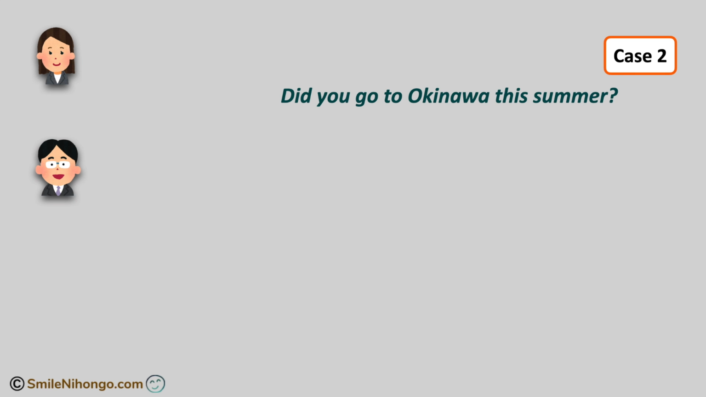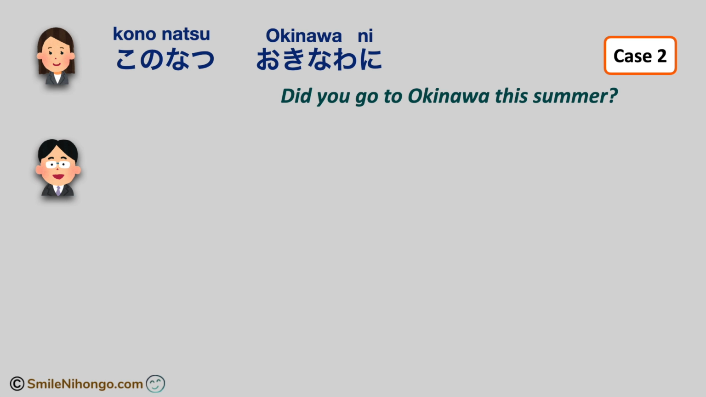Take a look at this question. The woman is asking the man, Did you go to Okinawa this summer? この夏、沖縄に行きましたか？ We don't know if she's asking about a month ago, 3 months ago, or 6 months ago by saying this summer, okay? Even when the time frame is not clear in the context, there's another aspect that makes people respond in てません for no I didn't.